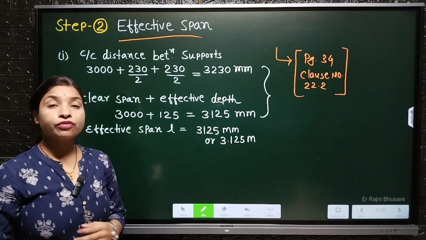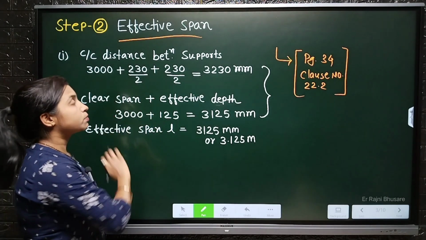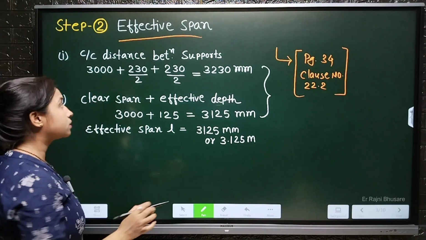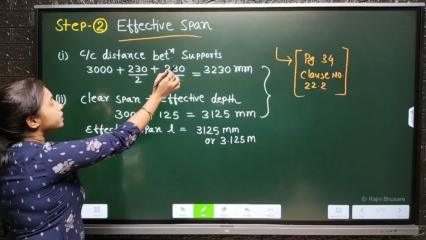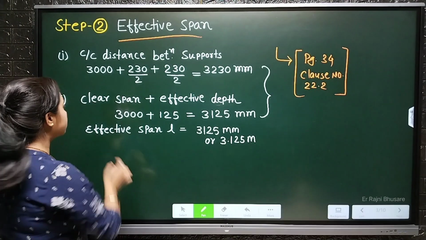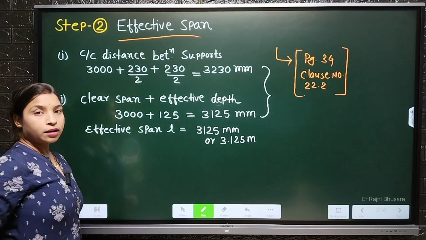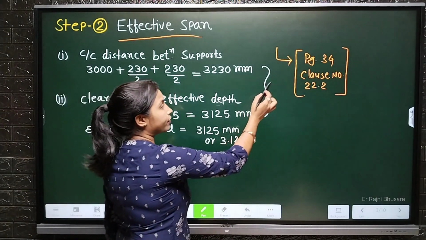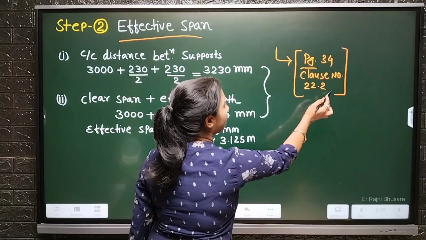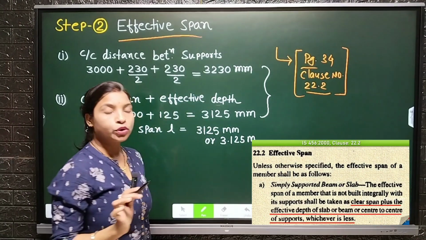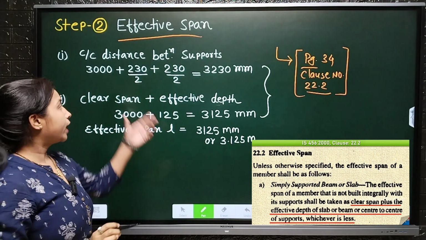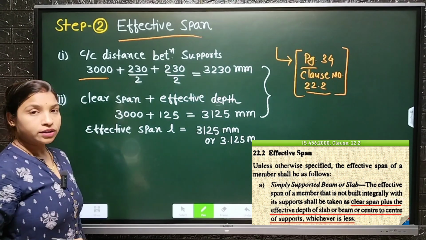Our next step is to determine the effective span. Friends, what should we do to determine the effective span? We have two parameters. First is the center to center distance between supports, and second is clear span plus effective depth. These parameters are taken as per IS code 456 on page number 34 and clause number 22.2. You can see in the IS code.